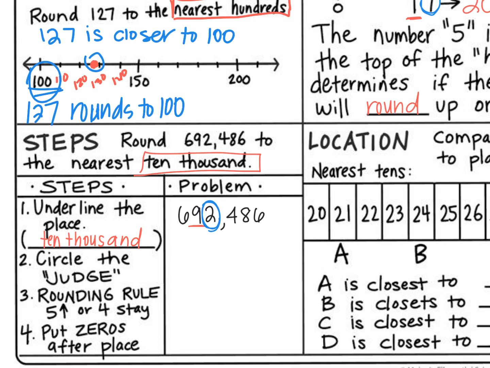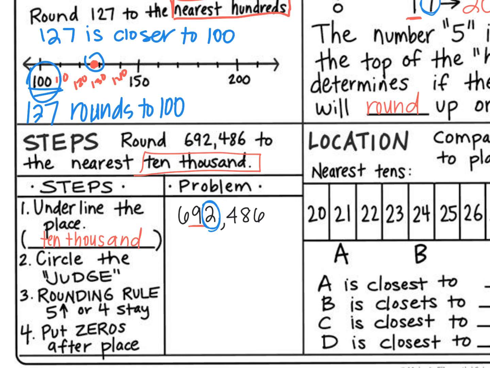Okay? Now, the rounding rule. If this number, the judge, is 5 or more, what's going to happen to the 9? It'll go up, right? If this number right here, the 2, if the judge is 4 or less, the 9 will stay the same. It stays. And then you put zeros after, okay?